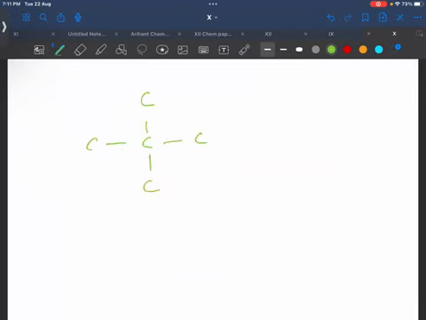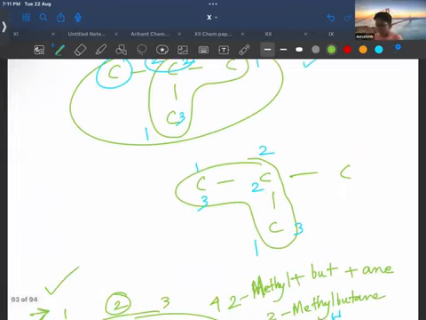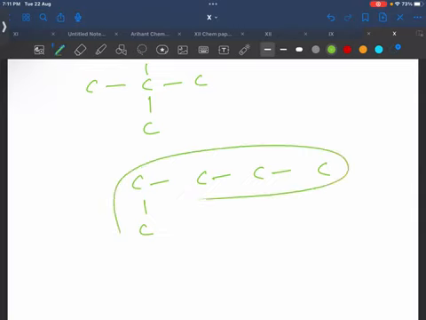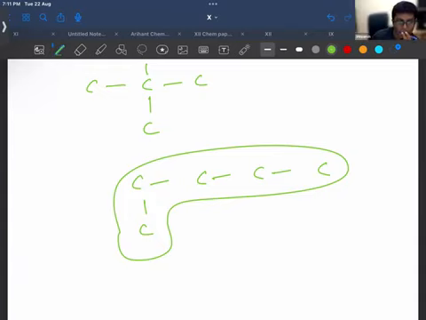Sir, so according to this, it can never be 1-methylbutane. Why? Because it is continuous. Wait, so your question is it can never be 1-methylbutane, right? Yes, sir, because it will become pentane. Do you understand? This will be your parent chain. It will be continuous. So this will become pentane. Do you understand?